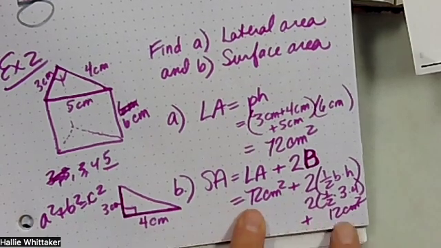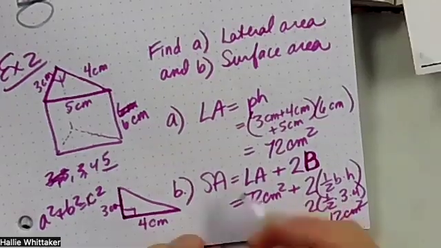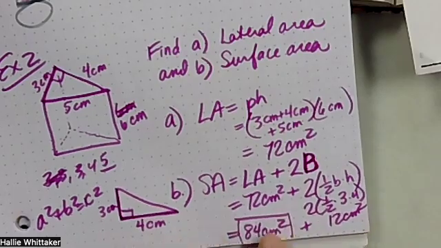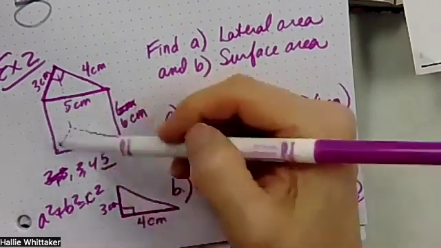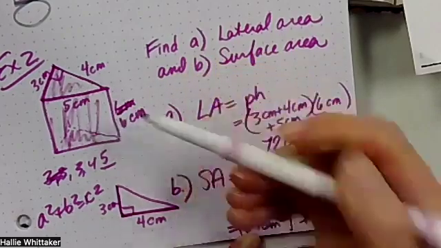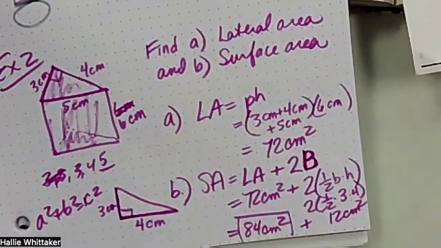Come on, y'all, 72 plus 12. Thank you. 84 square centimeters. And that is the whole kit and caboodle. That's not just the lateral area, it's also the area of the bases. It's the whole thing. Okay?